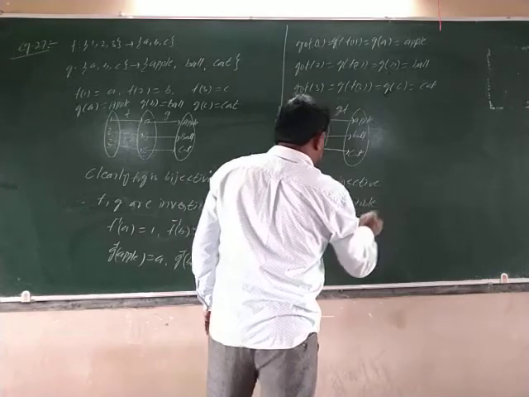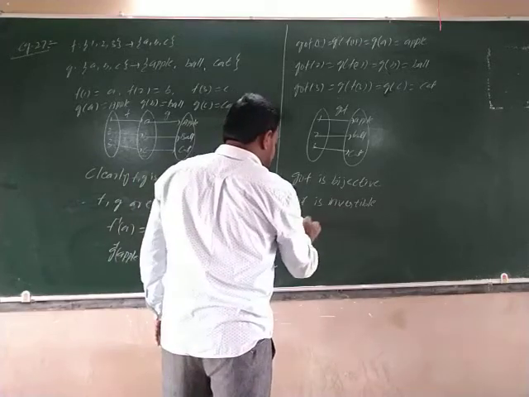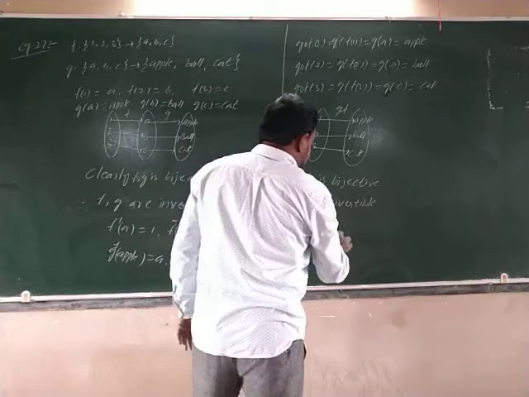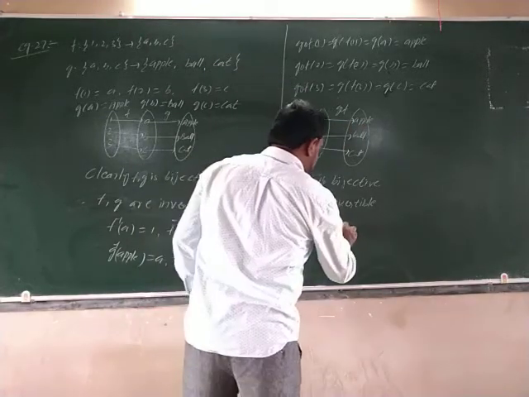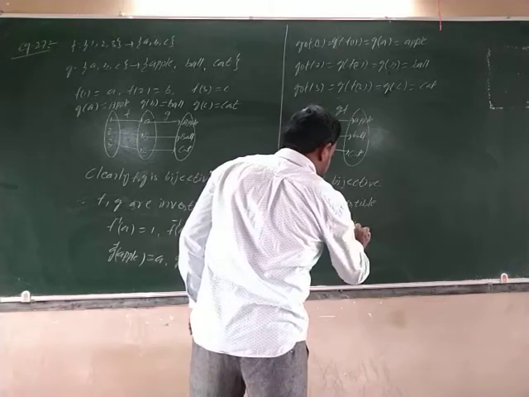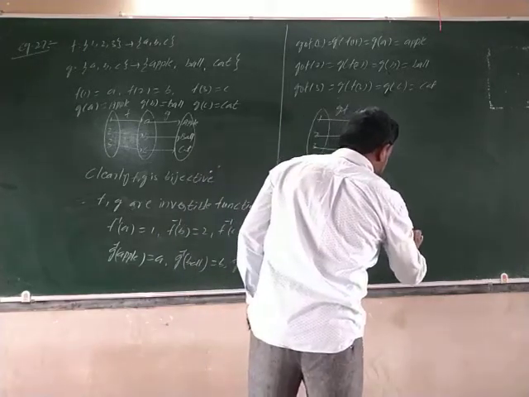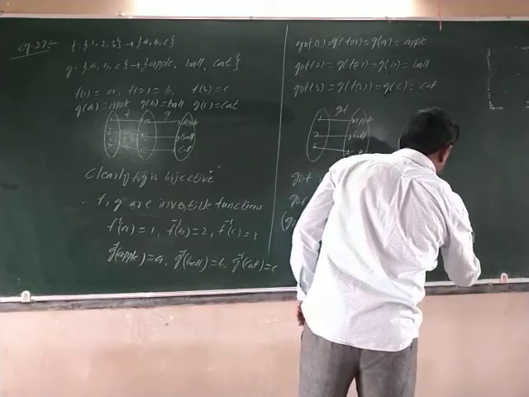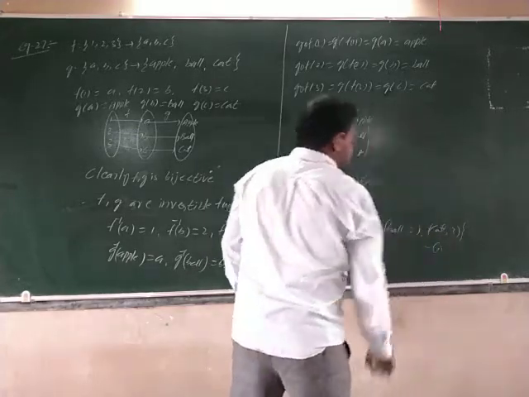And (g circle f) inverse, what are we getting directly? Apple to 1, ball to 2, cat to 3. Right? This is (g circle f) inverse.